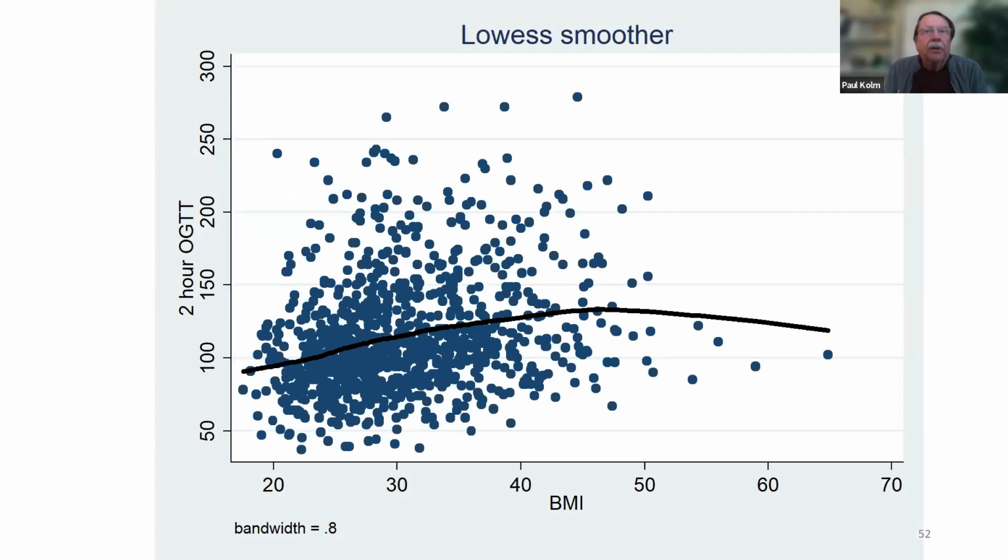And so here's a couple of examples where we've looked at the relationship between the 2-hour oral glucose tolerance test and BMI. So you can see that it's kind of hard to determine what the relationship is just looking at the points by themselves. But if you do a lowess smoother, you can get an idea whether it's linear or nonlinear.